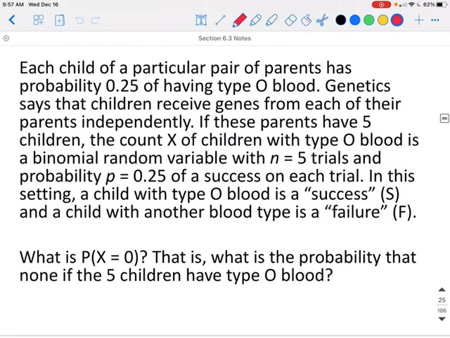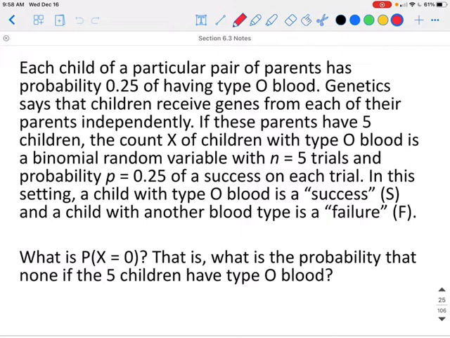Each child of a particular pair of parents has a probability of 0.25 of having type O blood. Genetics say that children receive genes from each of their parents independently. If these parents have 5 children, the count x of children with type O blood is a binomial random variable with n equals 5 trials and the probability of success for each child being 25%. In this setting, a child with type O blood is a success and a child that does not have type O blood is considered a failure.